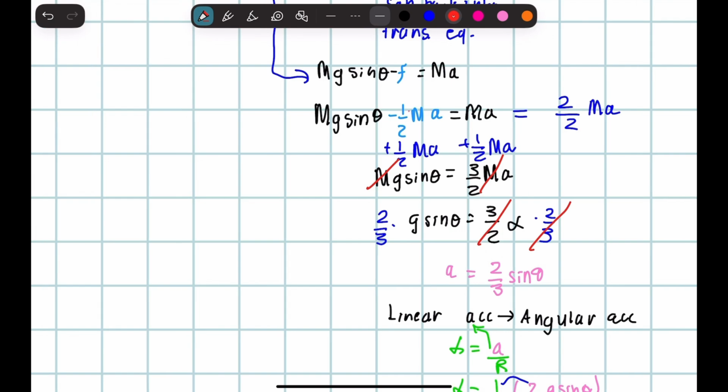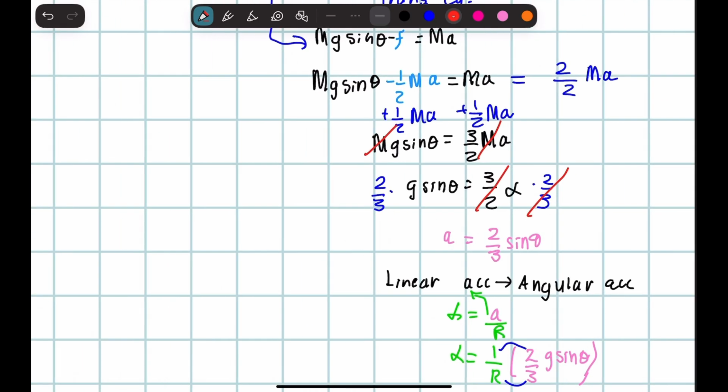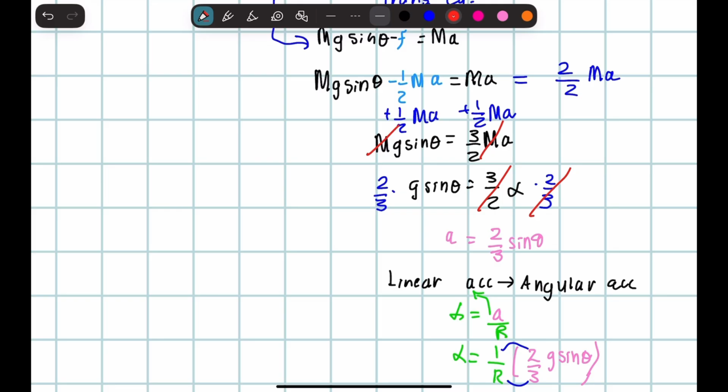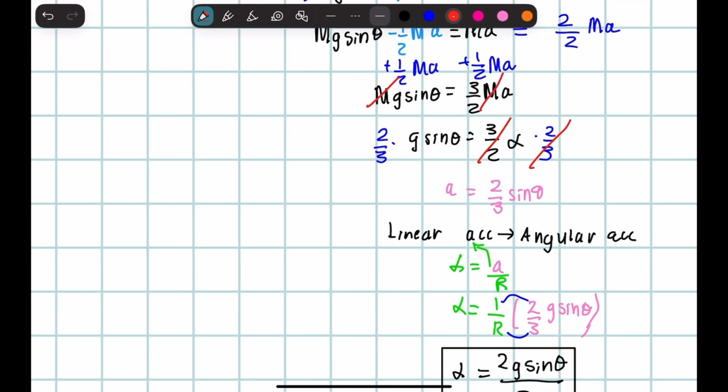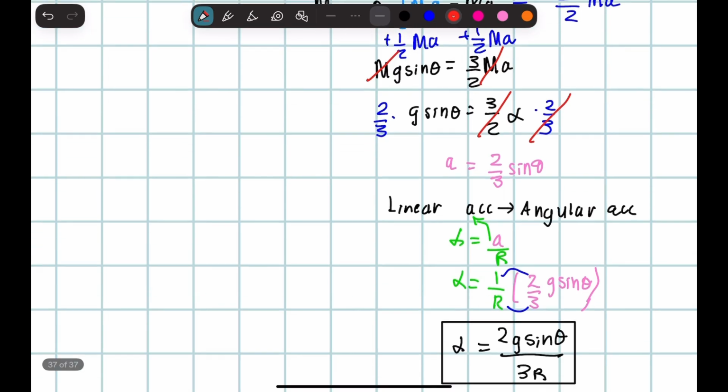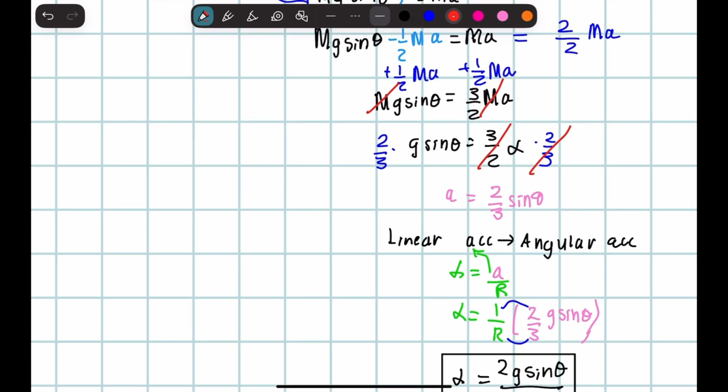So mg sine theta minus 1/2 ma is equal to ma. Then ma can be written as 2/2 times ma, and adding 1/2 ma and 1/2 ma is more easily represented as 3/2 ma. Then you multiply both sides by 2/3 to get the reciprocal and get that to cancel out. So now you just have a equal to 2/3 g sine theta.